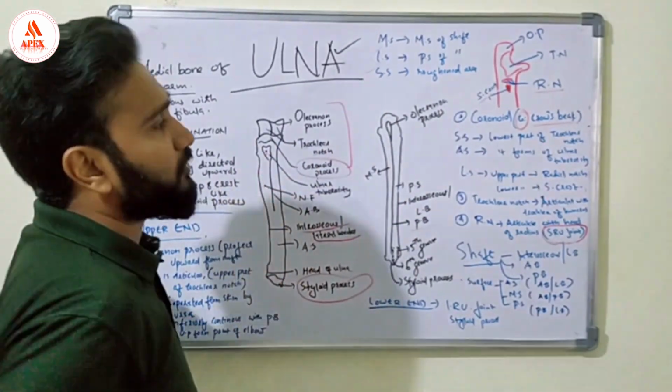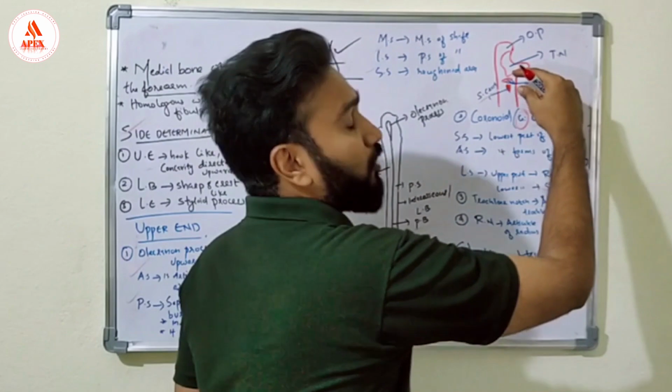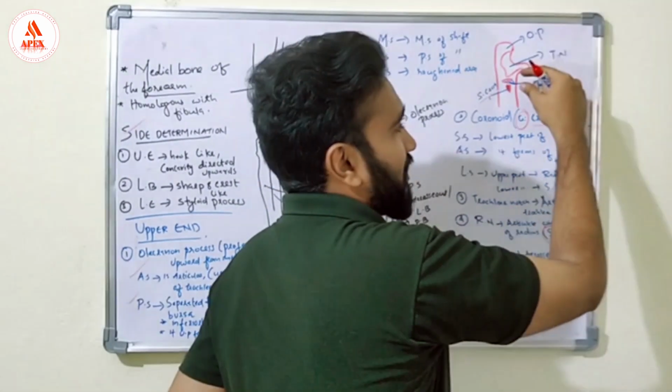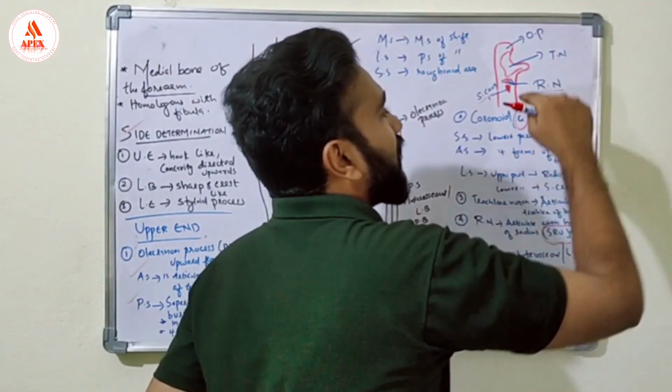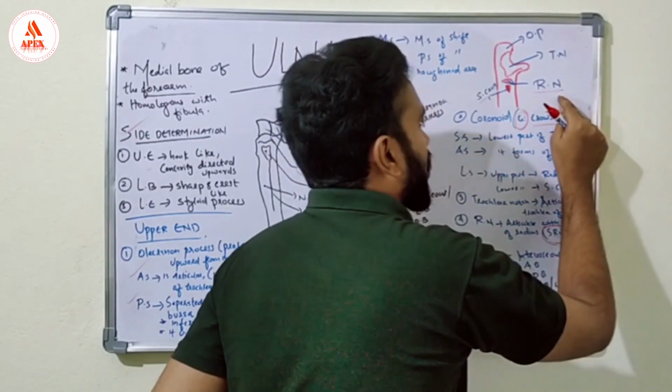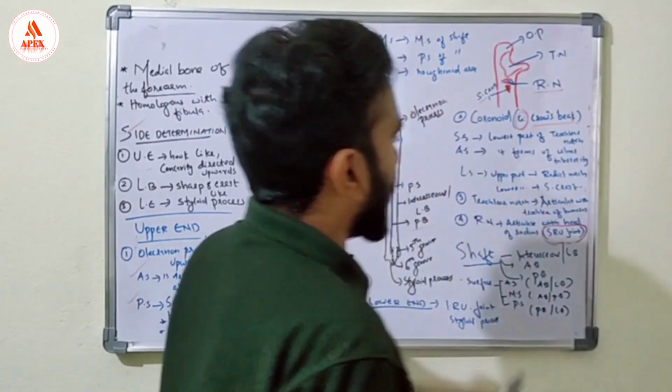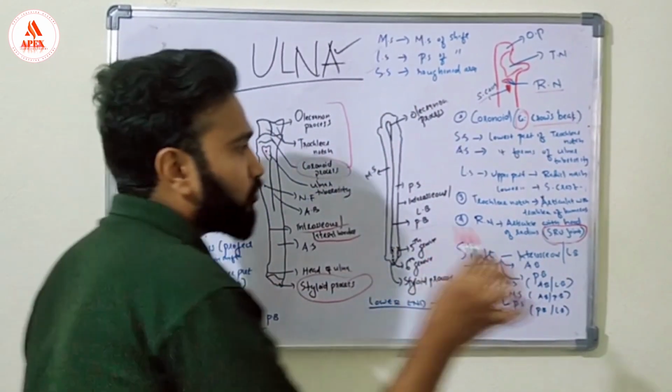And the lateral surface of the coronoid process, just go through this picture. In the lateral surface, in the upper part we have the radial notch and in the lower part we have the supinator crest.